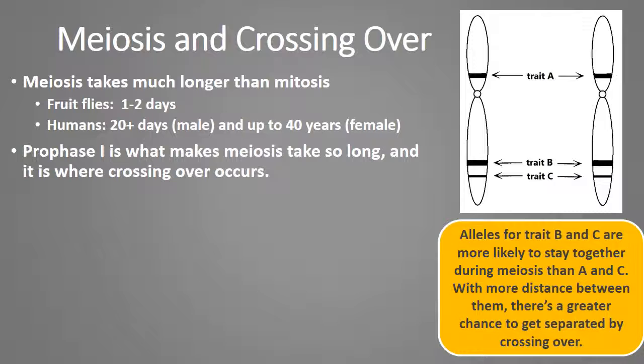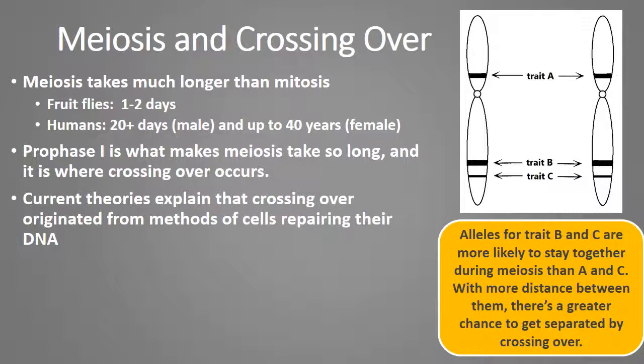meiosis in males can take 20 to 25 days. Females, it kind of starts and then gets delayed, so there's a developmental hold on meiosis, and one cell division can take up to 40 years technically. But even fruit flies, where mitosis is fast, meiosis is 1 to 2 days long.